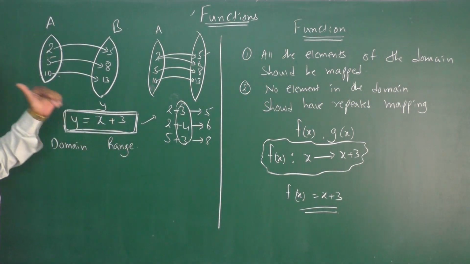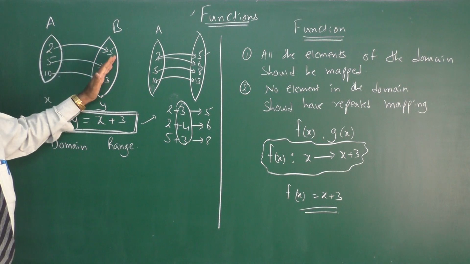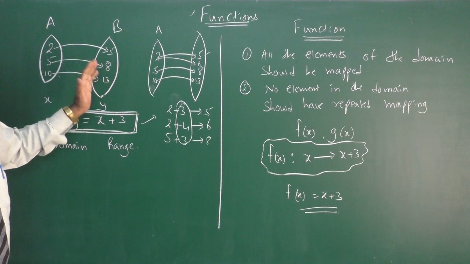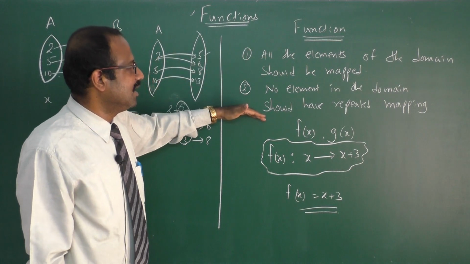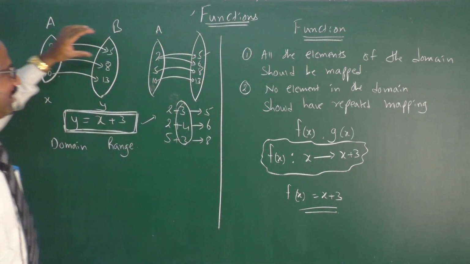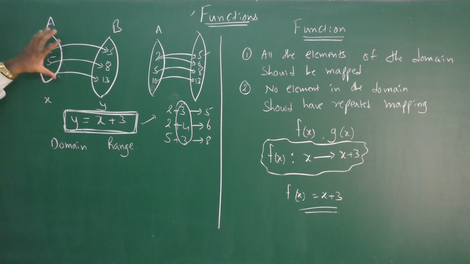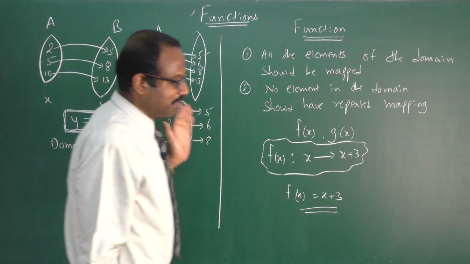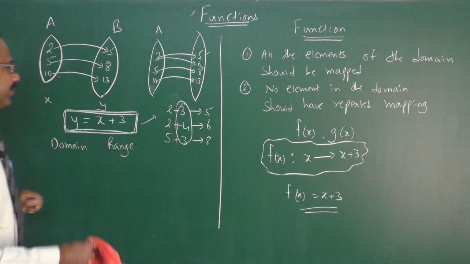So once again, I'll repeat it. What is a function? A function is a relation between two sets of values which has to satisfy these two conditions. That means all the elements in the domain should be mapped. Nothing should be left out. And each and every element should be mapped only once. It cannot have repeated mapping.